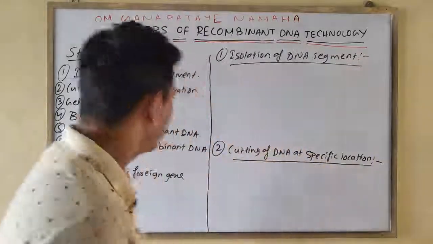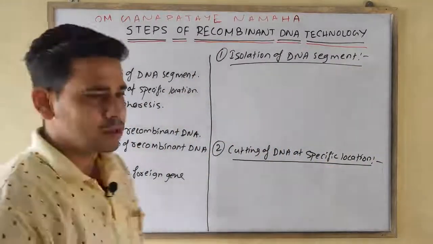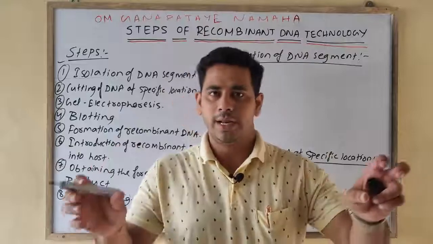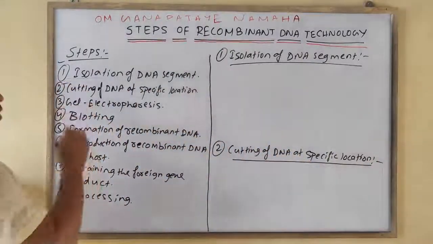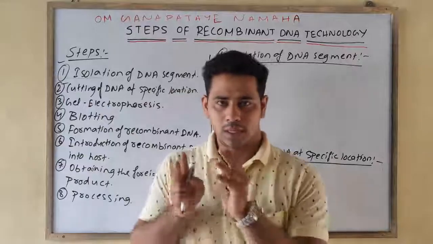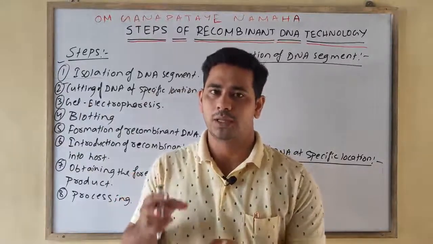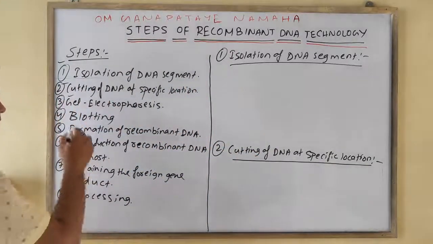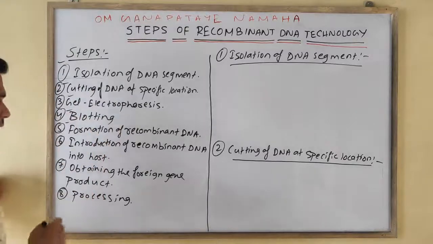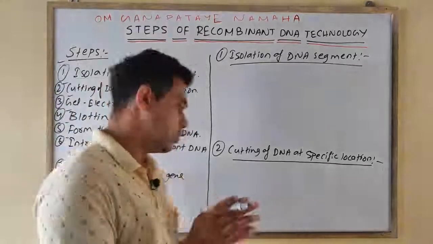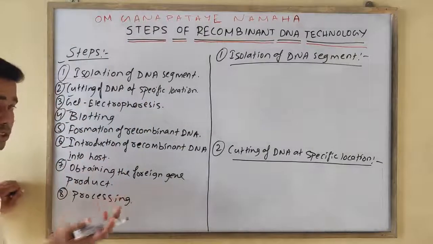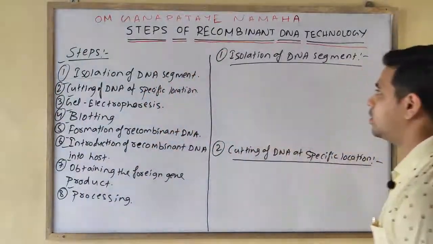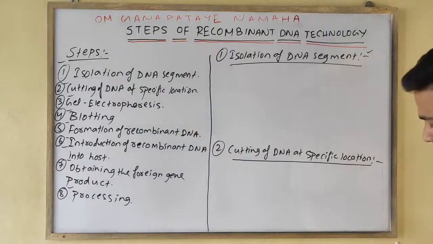Firstly, we'll discuss the isolation of the DNA segment. Obviously the desired DNA or the gene, the cloning vector and the foreign DNA, will be extracted. Next, the cutting of the DNA at a specific location, and then the recombinant DNA will be formed. Then gel electrophoresis, then blotting, then the formation of the recombinant DNA, then the introduction of the recombinant DNA into the host, then obtaining the foreign gene product, and lastly processing and how we will send it into the market. So first we'll discuss the isolation of the DNA segment.